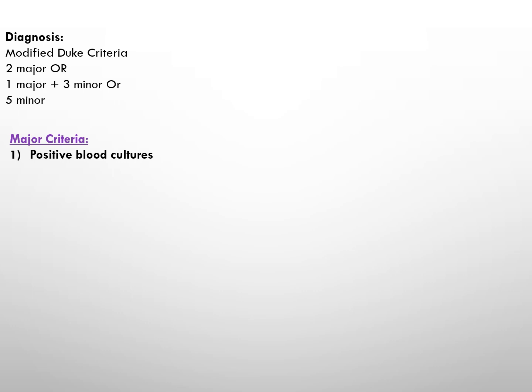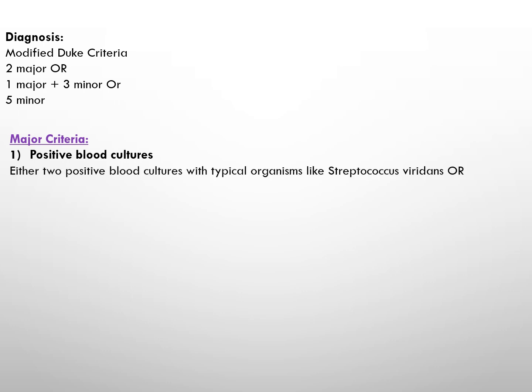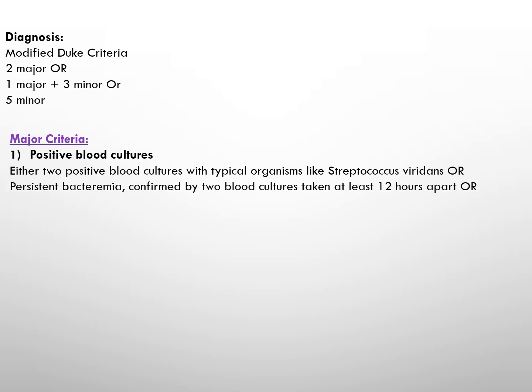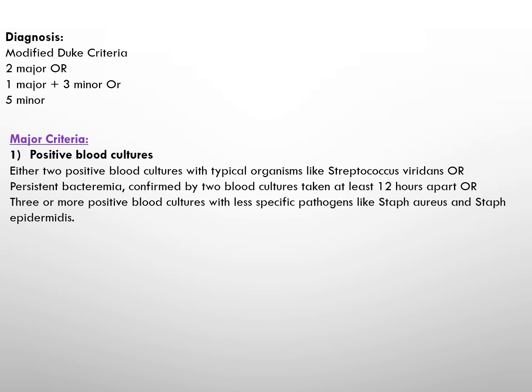blood cultures, and there are three options: either two positive blood cultures with typical organisms like Streptococcus viridans, or alternatively, persistent bacteremia confirmed by two blood cultures taken at least 12 hours apart, or three or more positive blood cultures with less specific pathogens like Staph aureus and Staph epidermidis.